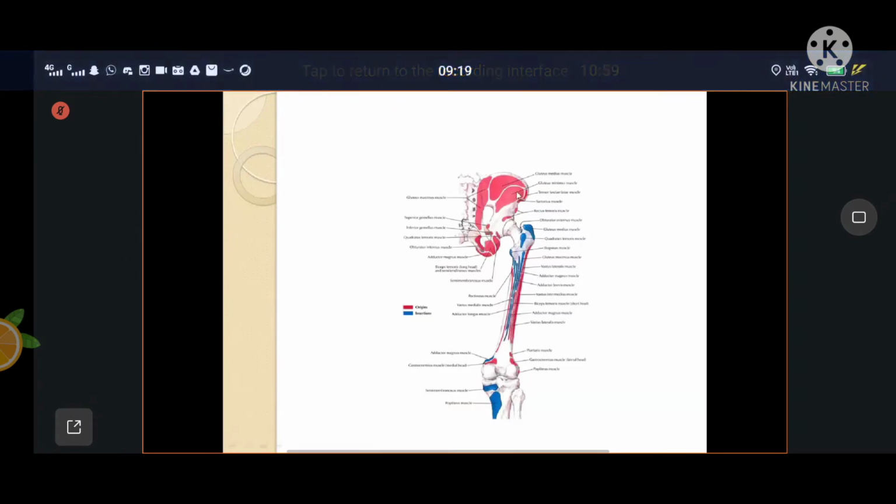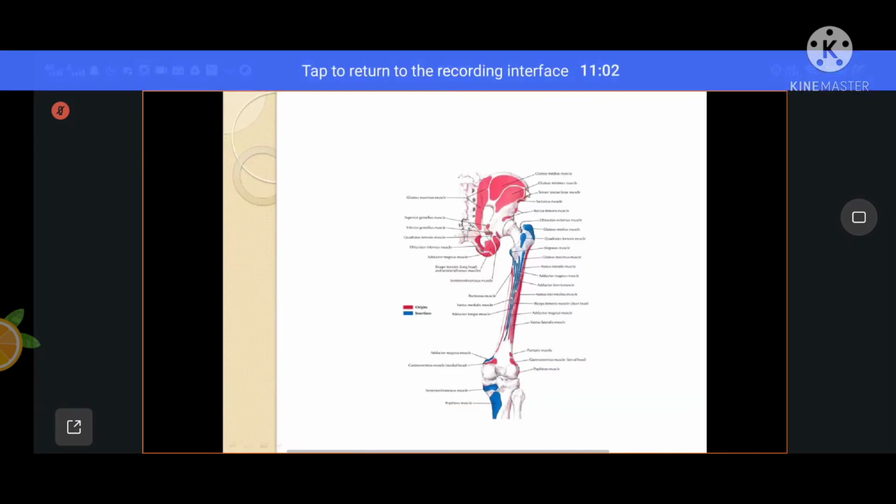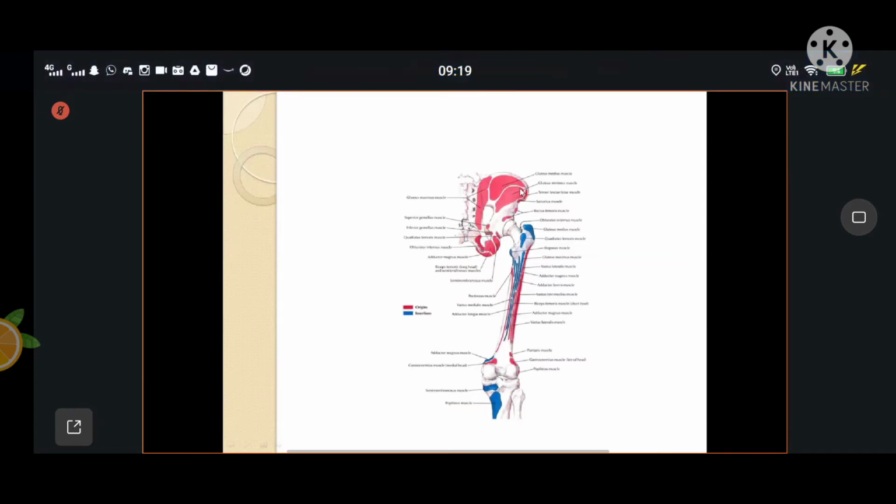Next, coming to the gluteus minimus muscle. So the same it is. See here, what is this one? The origin is from where?